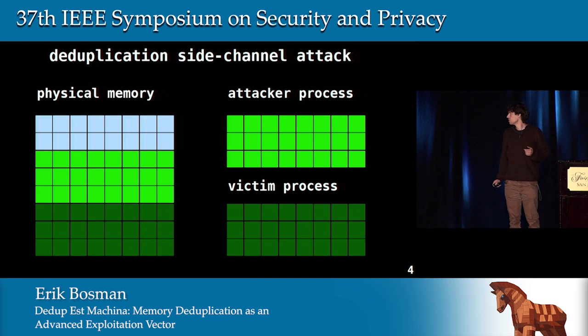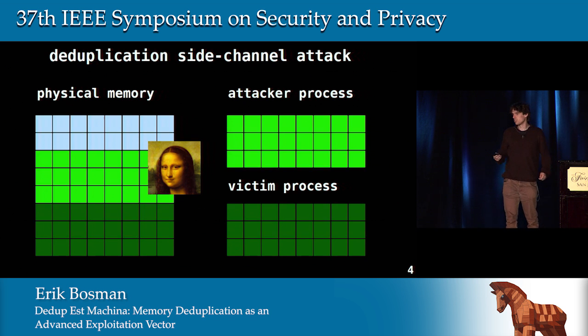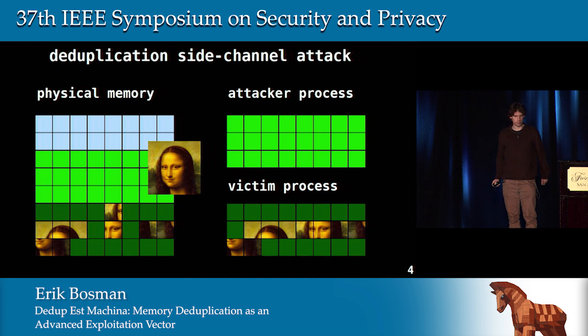So how does this deduplication side channel attack work? Well, say an attacker has control over some memory, and a victim has its own memory, and the attacker wants to know whether a certain picture is inside the address space of the victim. So in this case, it is.